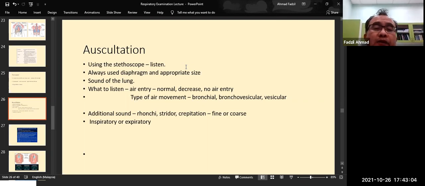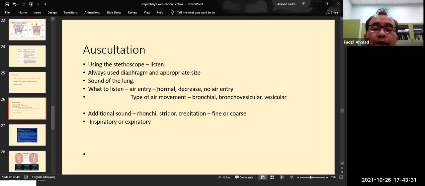So the stethoscope is to listen to the breathing sound. And when you auscultate the lung, always use the diaphragm. Always use the diaphragm. And for the beginner, for you all, always use the diaphragm. And then you hear sound from the lung. What do you listen for? Usually air entry or air movement in the lung.